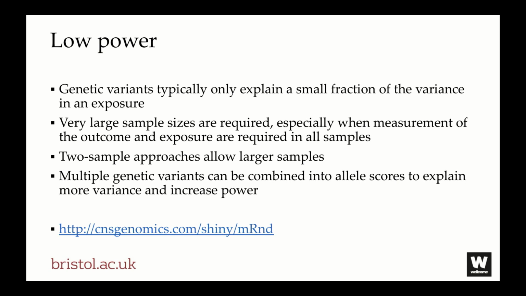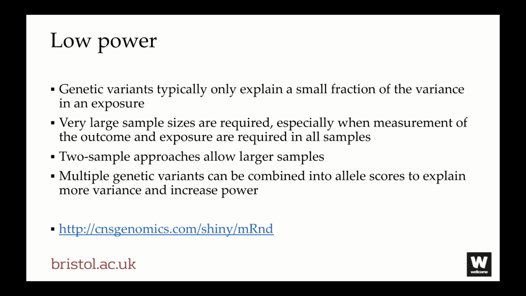And then finally, I just wanted to talk about low power, which I think is a problem in most Mendelian randomization analyses, but has become a lot less of a problem with things like UK Biobank and Kadoorie Biobank, so huge samples that are now available for our use. As I said before with that CRP example, common genetic traits usually only explain a very small proportion of the variation in your exposure. So you need large sample sizes to be able to detect an association or effect between your exposure and your outcome. Two sample approaches allow larger sample sizes because GWASs are usually conducted on huge numbers of people.